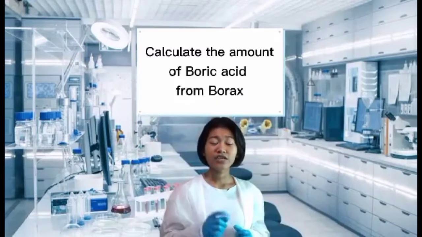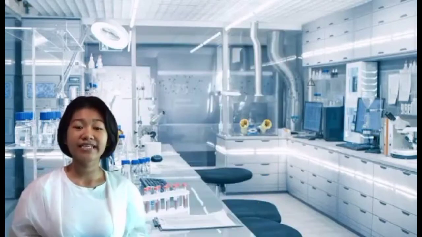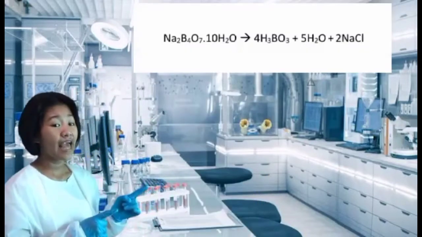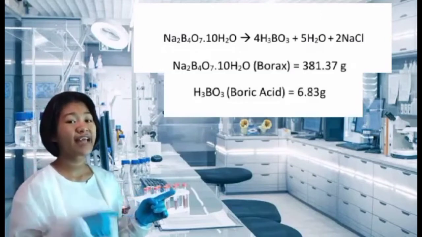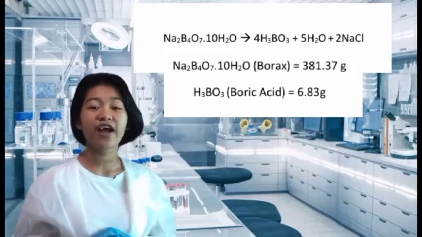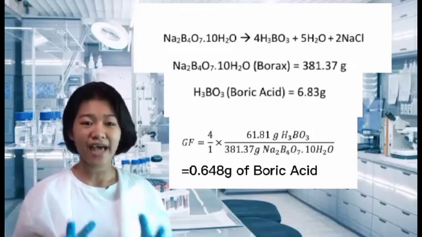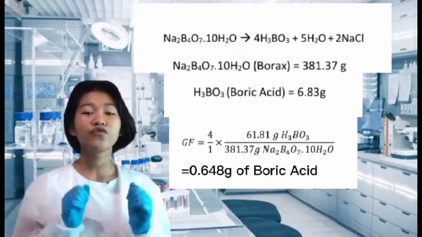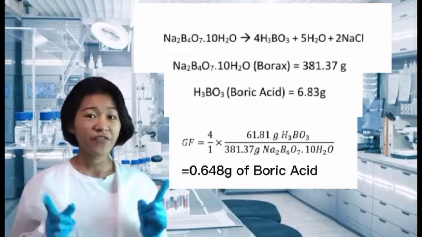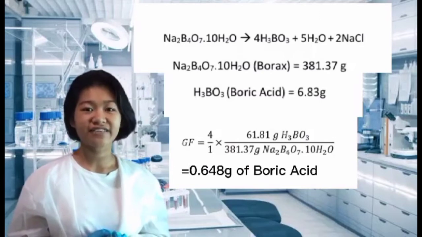So now we have a sample problem in calculating the amount of analyte in a sample. Calculate the amount of boric acid from borax. We have to balance the equation. Next is to calculate the molar mass of the analyte and precipitate. Lastly is the final calculation, wherein the gravimetric factor is equal to the moles of analyte over precipitate multiplied by the molar mass of analyte over molar mass of precipitate. So the answer will be 0.648 grams of boric acid.